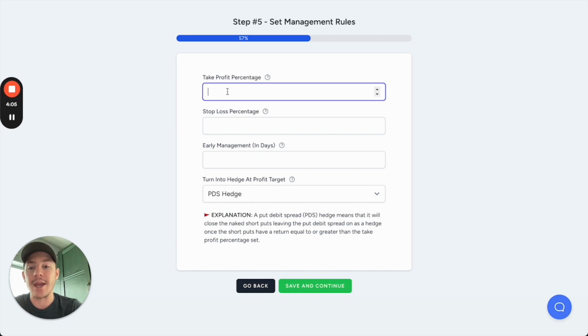So again, a take profit percentage depends on what you're doing. Most people do a 90% take profit. A stop loss, again, depends on what you're doing. Roughly 300% stop loss on the trade is a good one.